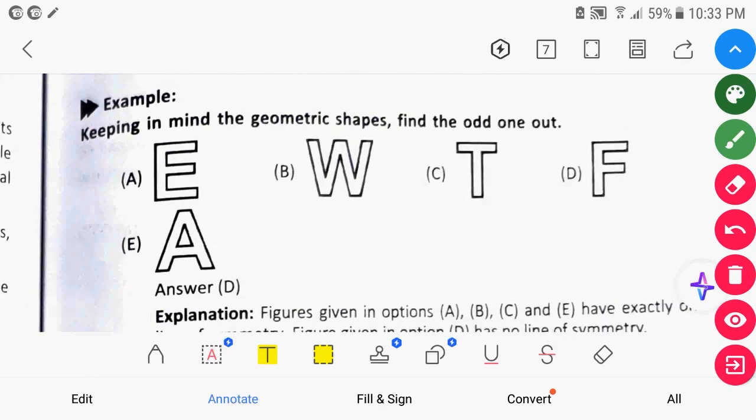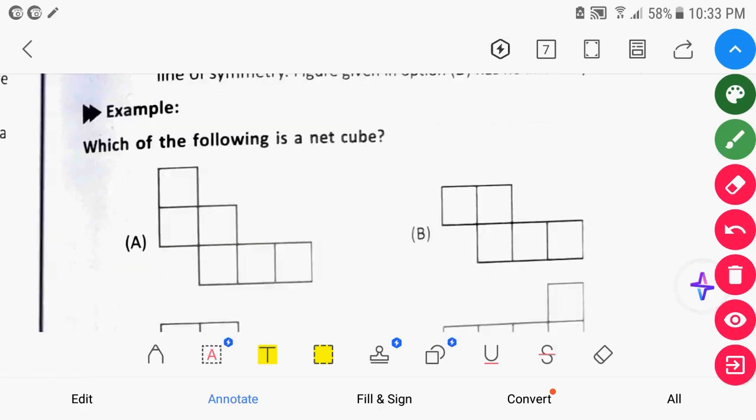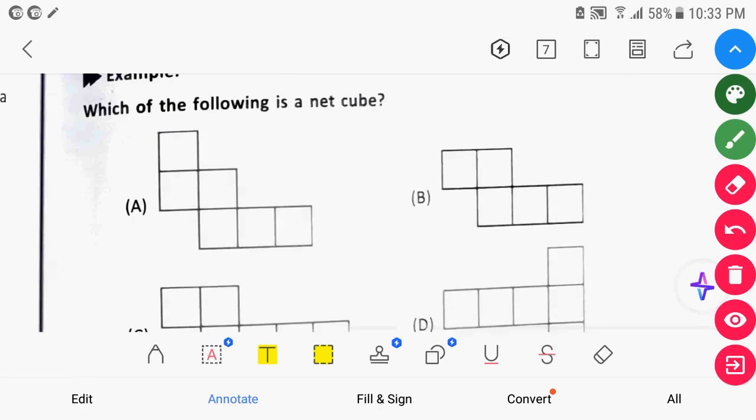Okay. Line symmetry means what? If we cut it in the middle, both the portions look the same. But F cannot be divided vertically and horizontally. So F is the odd one out. Okay. So based on symmetry, in the geometrical shapes we have to solve the problem.